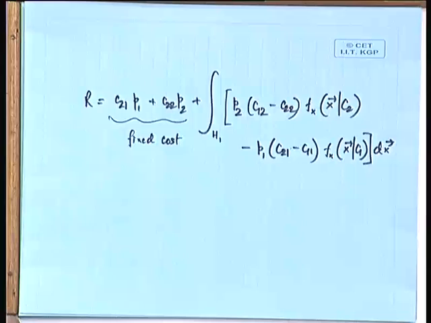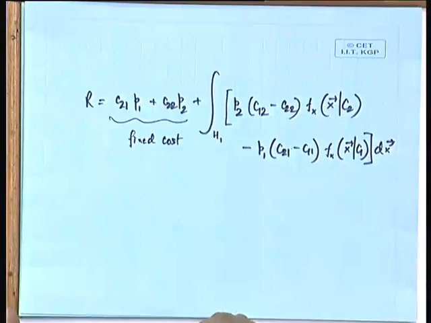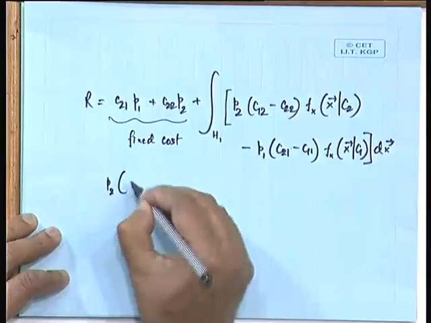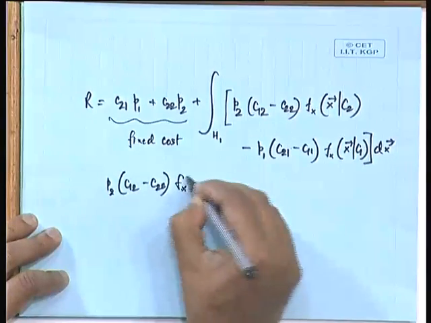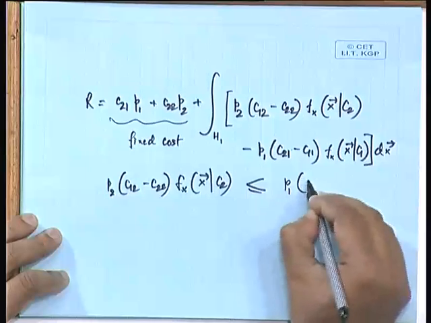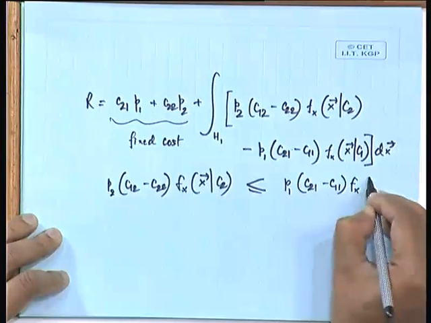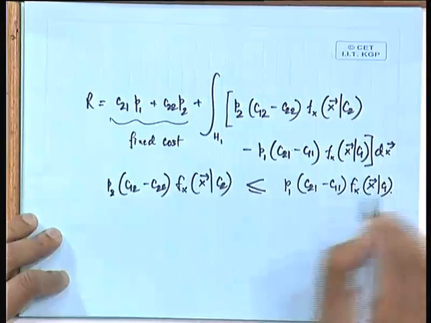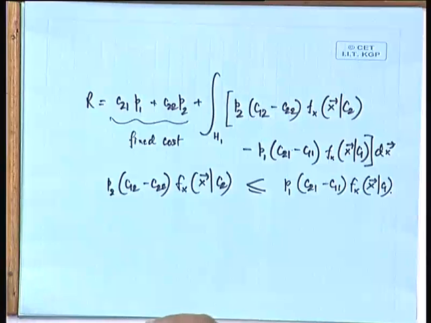If this whole quantity that we have written is going to be less than 0, that means if P2 into (C12 minus C22) fx(x given C2) is less than or equal to, let us say, P1 into (C21 minus C11) fx(x given C1), that is 0 or negative. If you do not take the equality sign, you can say that it is the negative thing. But if that is negative, then where are you going to put it? You are definitely going to classify it into the class C1.